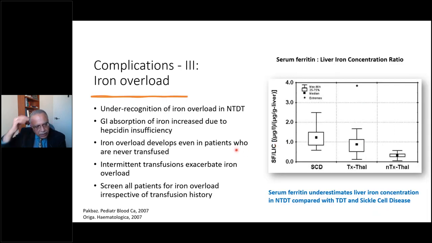The third group of complications is that related to iron overload. Initially, there is a sense that, despite recent improvements, there is still an under-recognition of iron overload in non-transfusion dependent thalassemia patients. It has become more clear that the gastrointestinal absorption of iron is increased in non-transfused patients because they have hepcidin insufficiency.